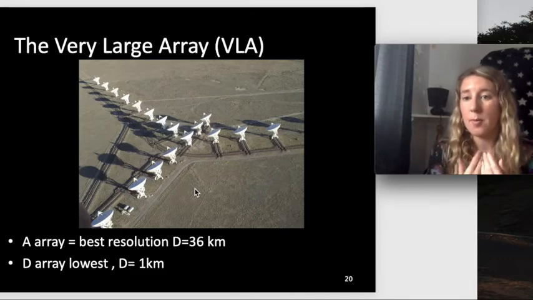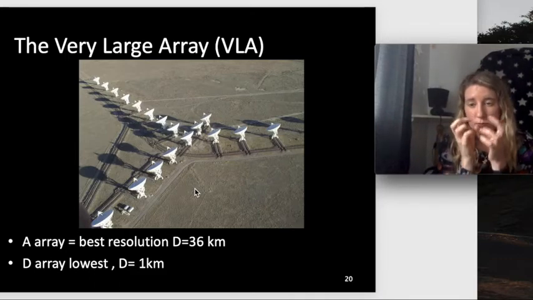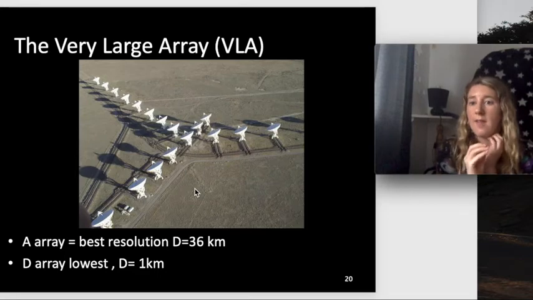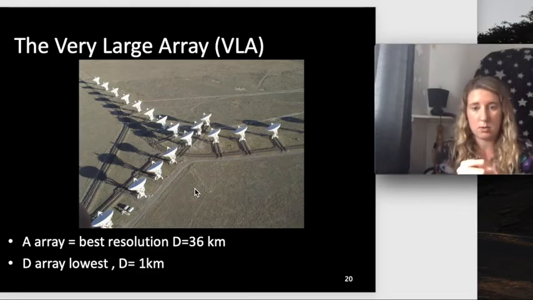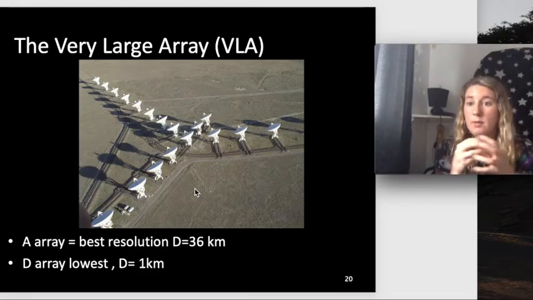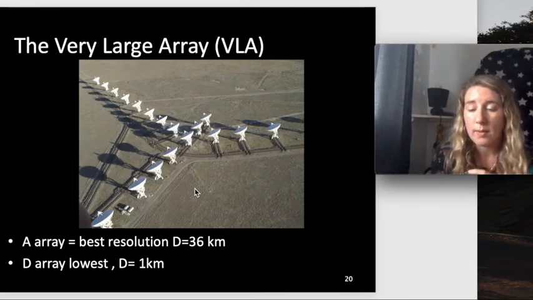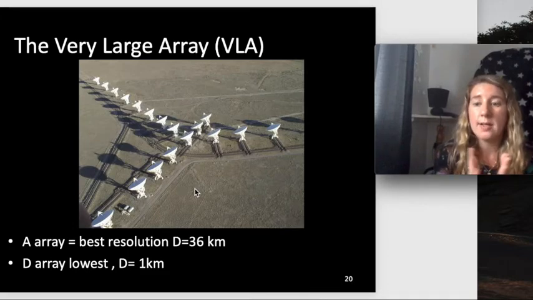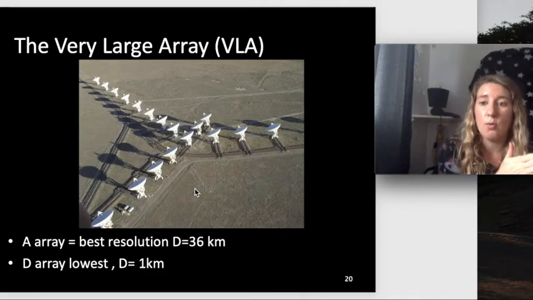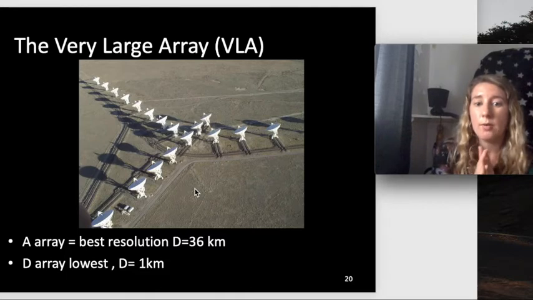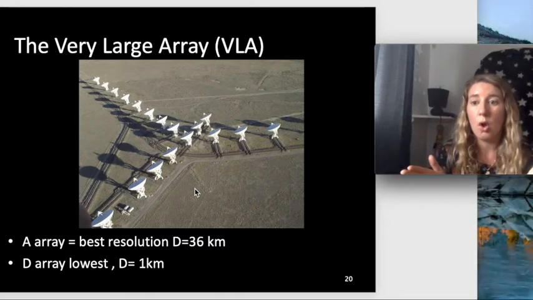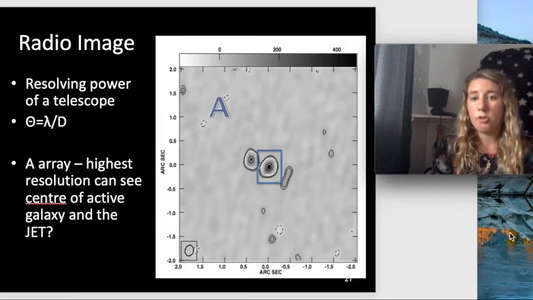And for my data, because I'm only interested in the core, I want to get really, really zoomed down into the center of the galaxy. I'm only interested in the little area around the core, around the actual black hole. So ideally for me, I would have the array in A array, the best possible resolution, for the whole of my observations. So this is the A array image that I made.